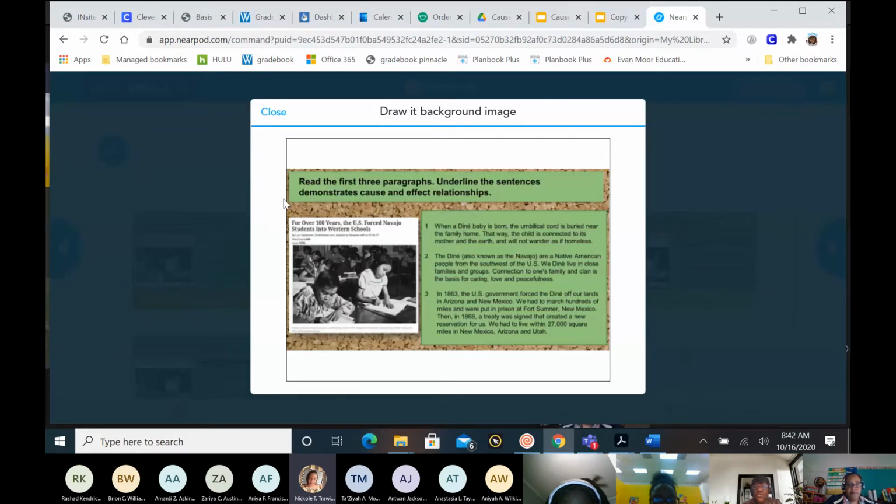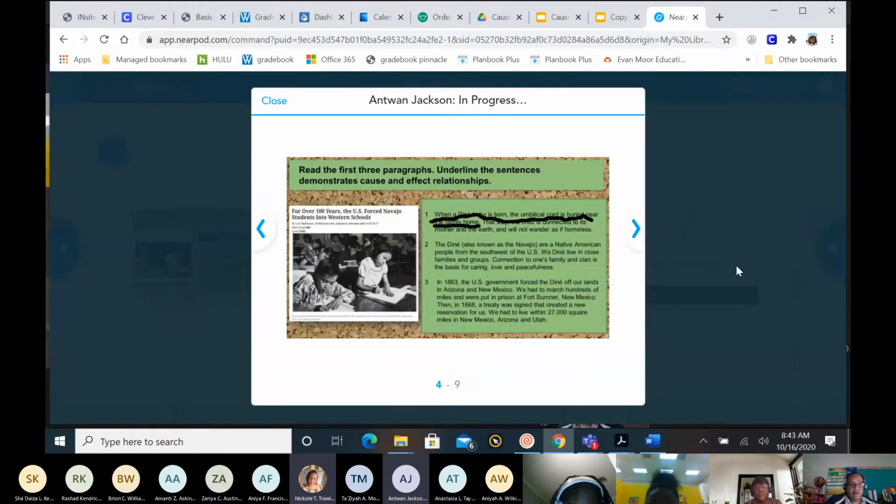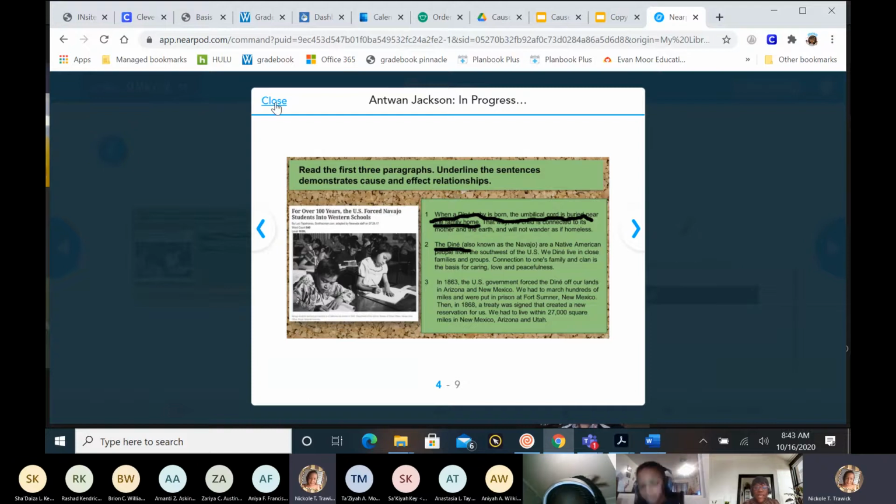It says the Dine, also known as the Navajo, are a Native American people from the southwest of the U.S. We Dine live in close family groups. Connection to one's family and clan is the basis of caring, love, and peacefulness. Can someone go ahead and tell me what they underlined in that paragraph? Antoine? Okay, let me show you. The cause is the Dine are Native American people from the southwest of the U.S., and the effect is they live in close families and groups. Did someone get another answer?